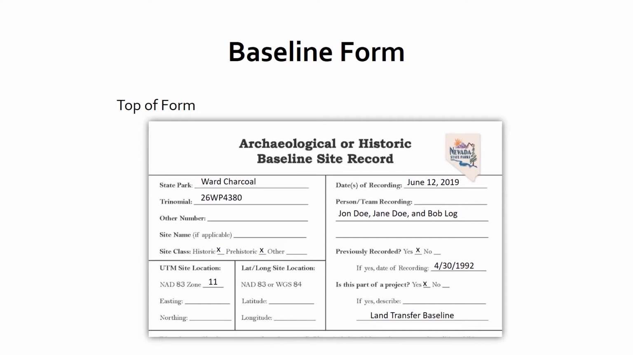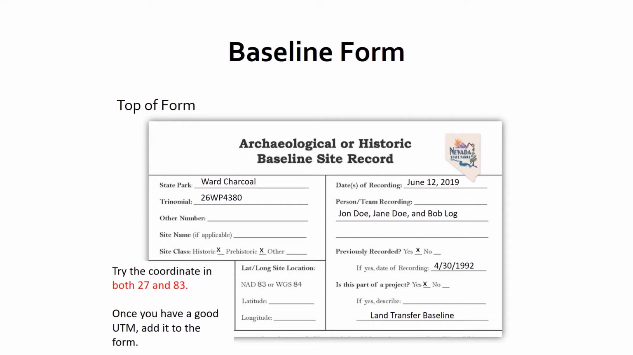You're also going to mark if it's a historic or prehistoric site, or maybe it's got both, if it was previously recorded and the date, and then if you know the site location information. So a lot of times you'll have an easting and a northing put on some paperwork, but without telling you if it's a NAD 27, which is the older version, or NAD 83. So sometimes you'll put the coordinates in both as in 27 and 83, and then when you're out there, you're going to try and figure out which one it is.